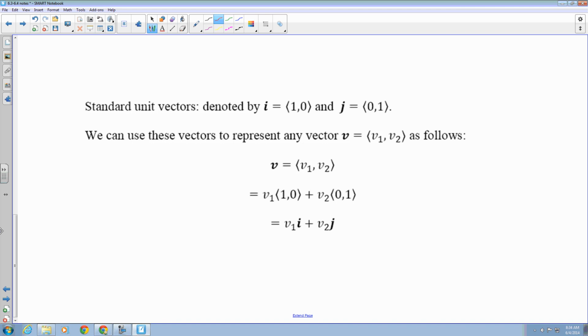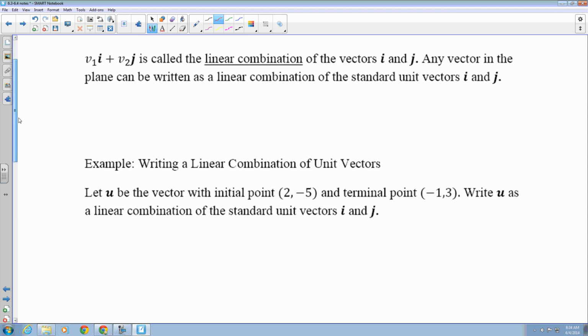The standard unit vectors are i and j. i is in the direction of x, j is in the direction of y. And to turn any vector into i's and j's, we have to have it in component form. And then we multiply the x value by 1, 0 and the y value by 0, 1. Really all you're doing is taking the x value and putting an i on it, and the y value and putting a j on it, and then adding them together. This is called a linear combination of any two vectors. And any vector can be written as a linear combination of i's and j's.